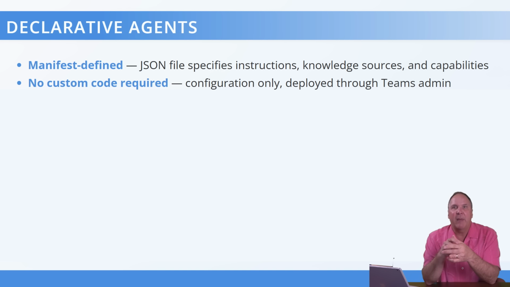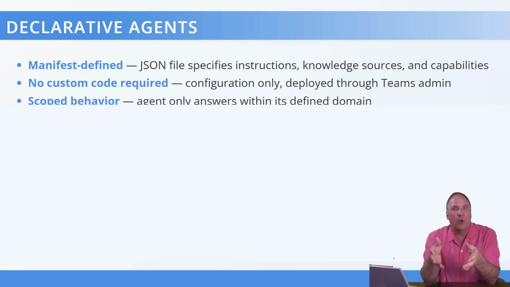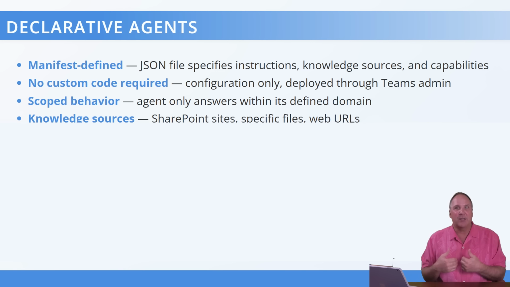So here's why this matters. You don't write any code. You don't build a Copilot Studio flow. You just define the manifest and deploy. The agent runs inside M365 Copilot's existing infrastructure. If an employee asks a question that falls within that agent's scope, Copilot routes to it. If the question is outside of that scope, the agent declines and Copilot handles it normally.